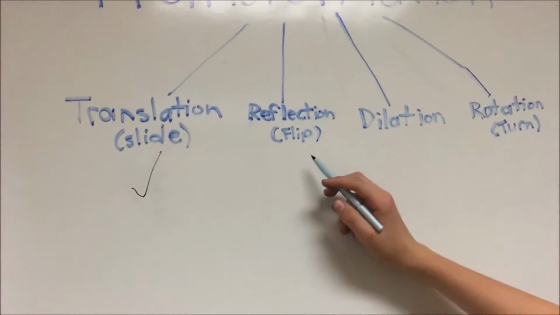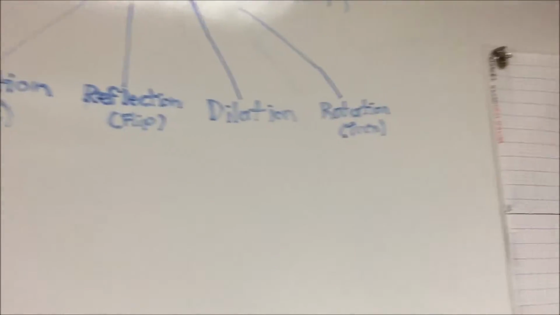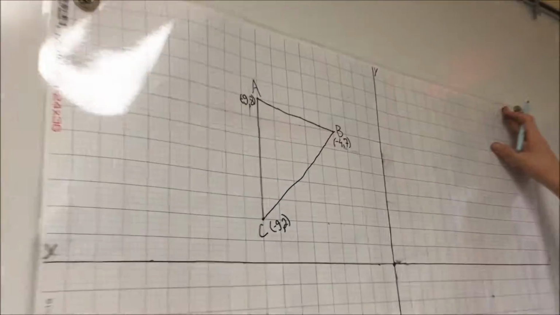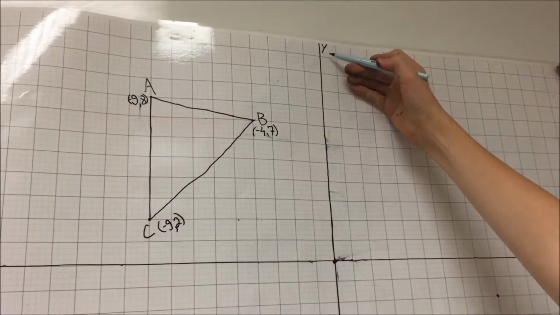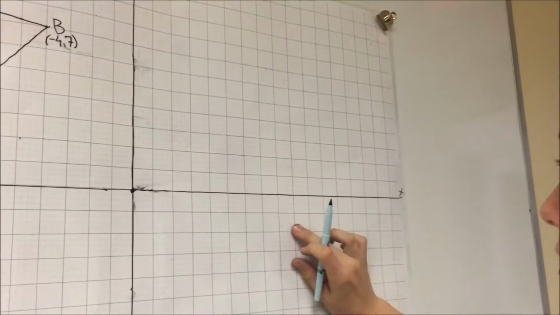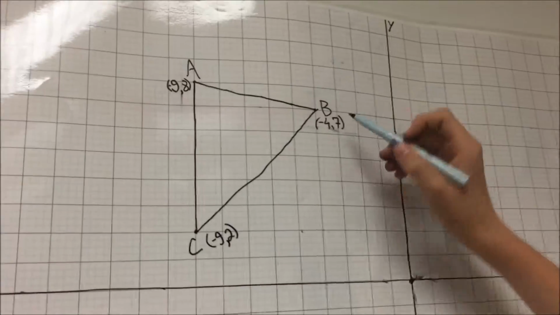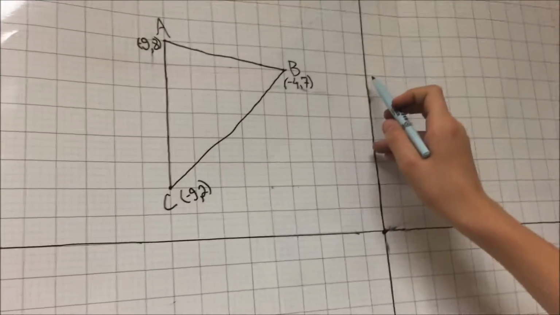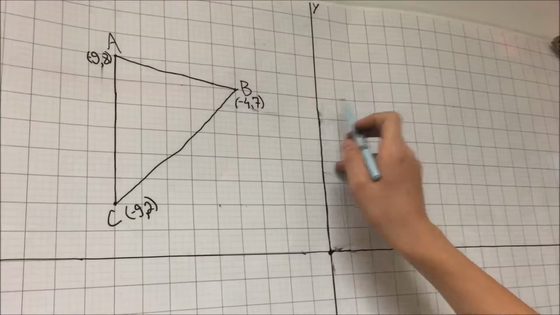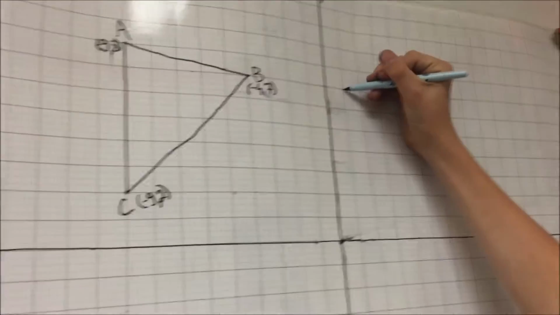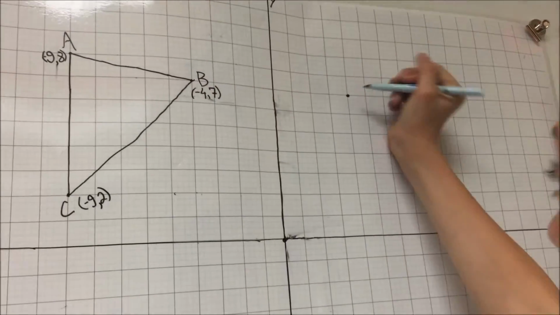Next one we're going to be doing is the flip. So what we're going to do over here, we're going to get our point B, and we're going to flip it over the y-axis, then we're going to flip it over the x-axis. So first, we're going to see that B is 4 points away from the y-axis. So now we're going to count 1, 2, 3, 4 to get it to the other side.